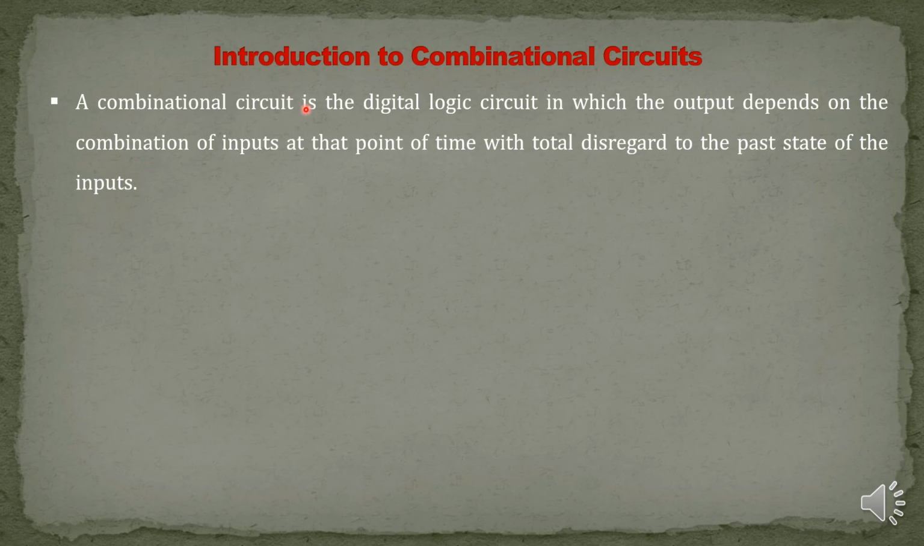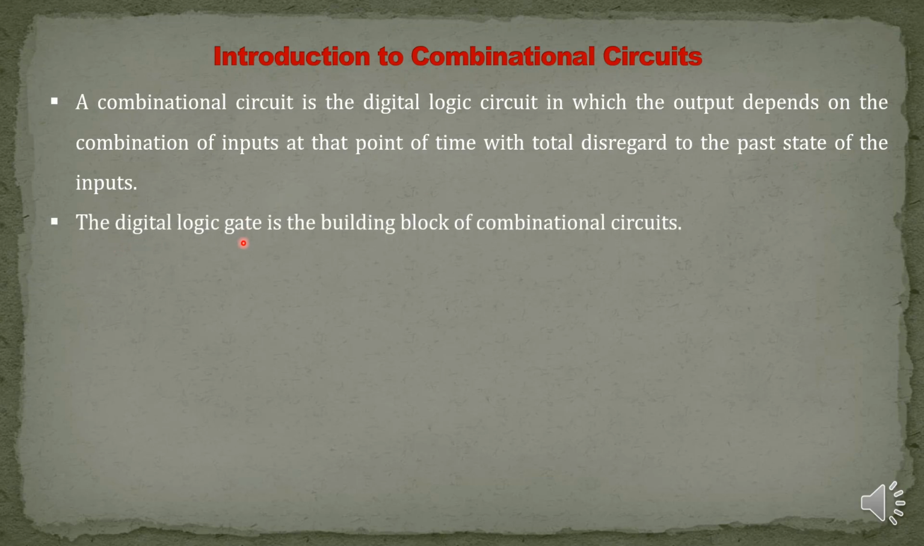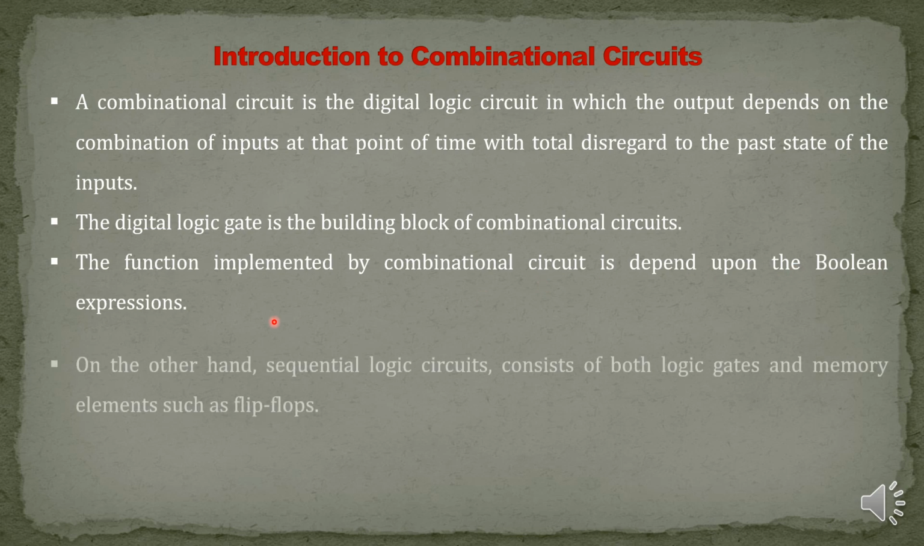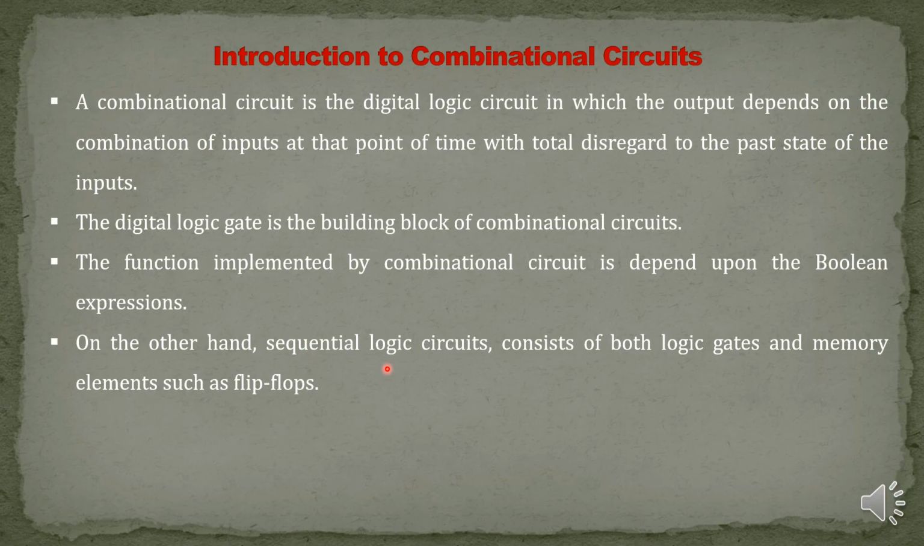A combinational circuit is a digital logic circuit in which the output depends on the combination of inputs at that point of time, with total disregard to the past state of the inputs. The digital logic gate is the building block of a combinational circuit. The function implemented by a combinational circuit depends upon the Boolean expressions. On the other hand, a sequential logic circuit consists of both logic gates and memory elements such as flip-flops.